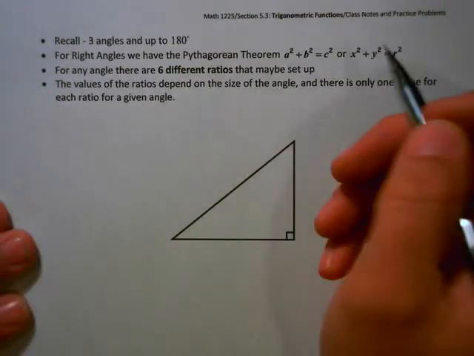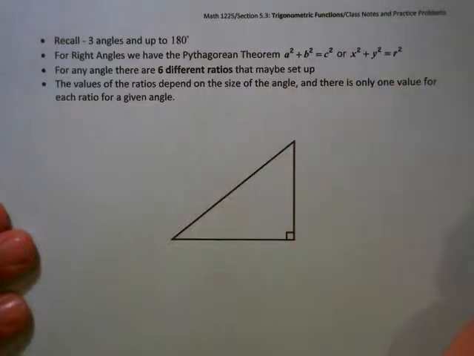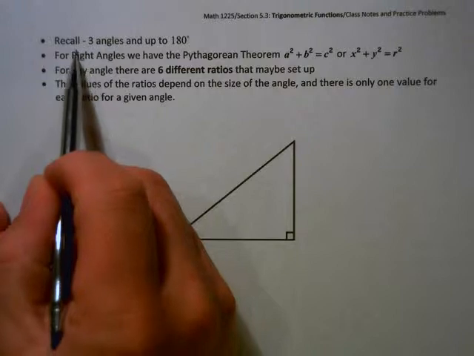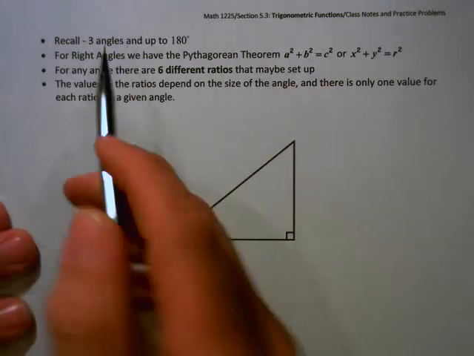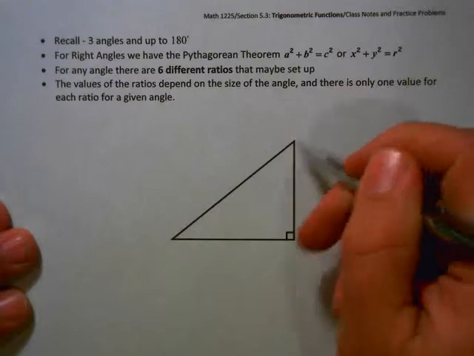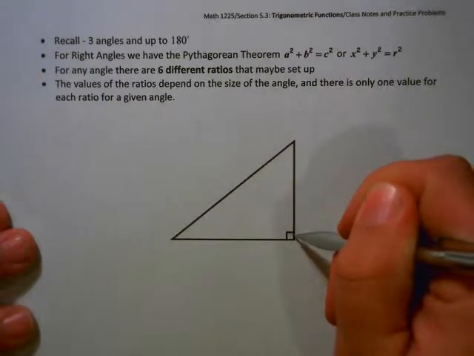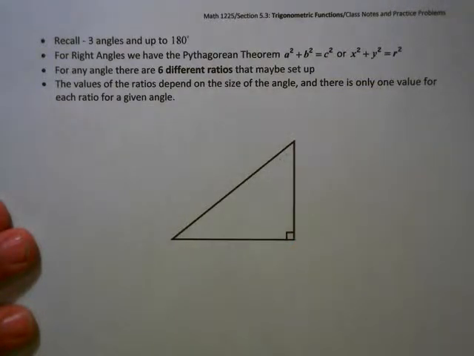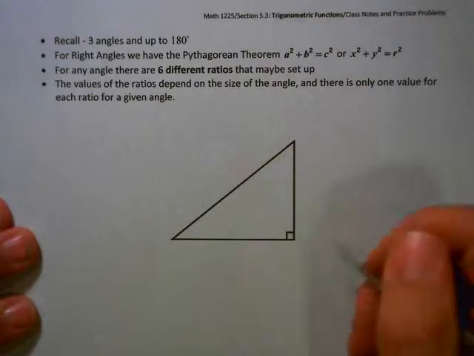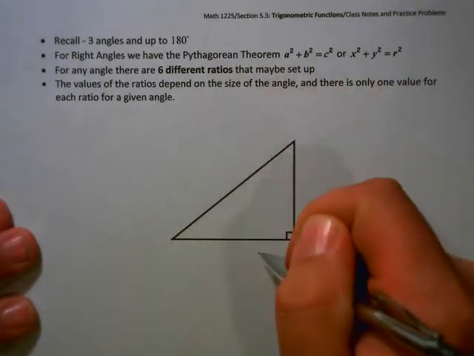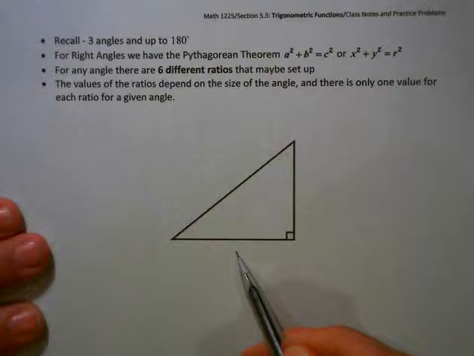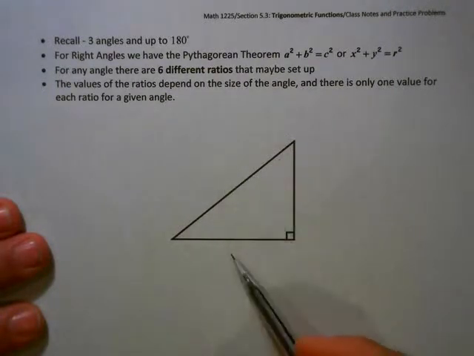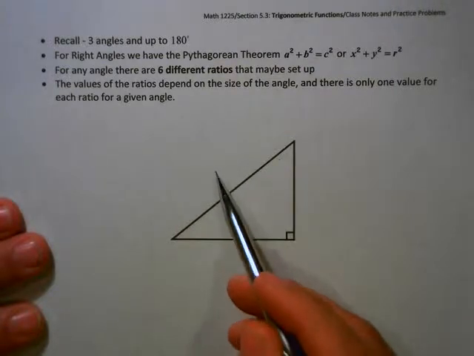In this section, we're going to talk about trigonometric functions. Now, just to highlight a couple things, this is true of all triangles: all three angles add up to 180 degrees. For right triangles, we know one angle is 90 degrees, so the other two have to add to 90 degrees, making them complementary angles. What's also true about right triangles is we have the Pythagorean theorem: this side squared plus this side squared equals the hypotenuse squared, or a squared plus b squared equals c squared.